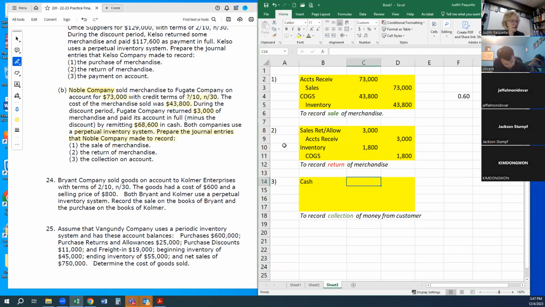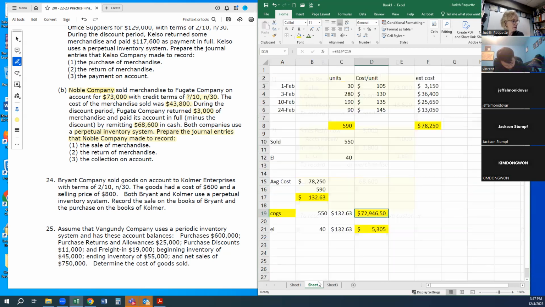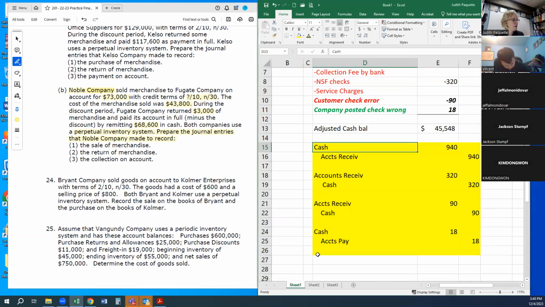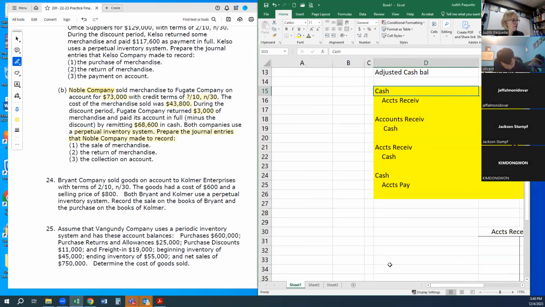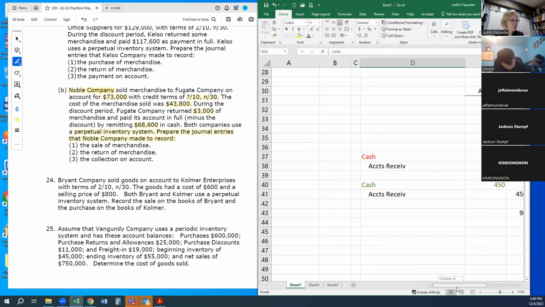They got cash of 68,600. They would have cleared accounts receivable out. So let's go back and do a T account.